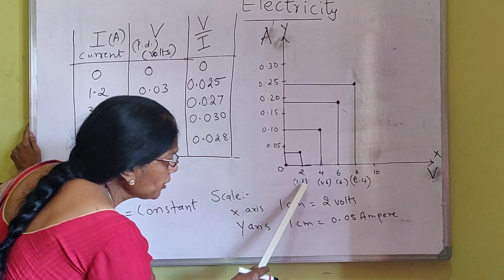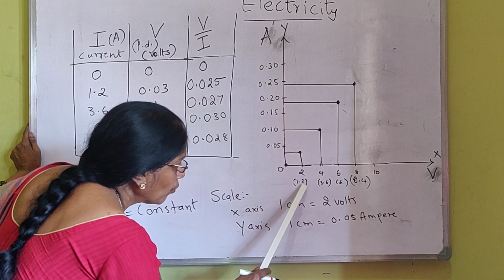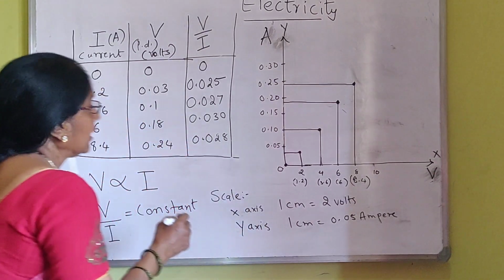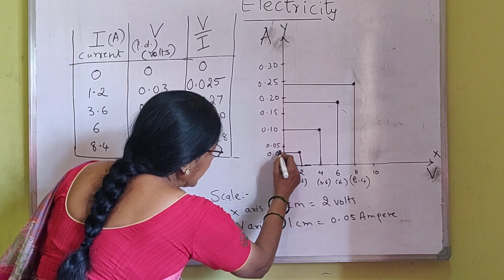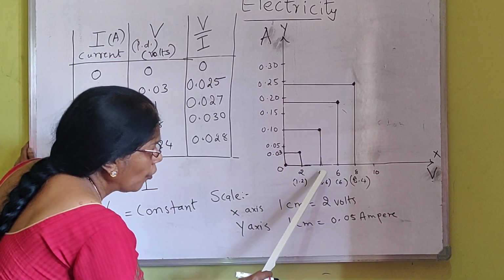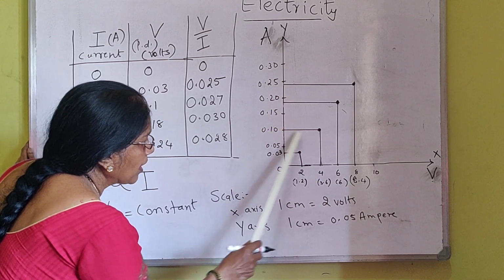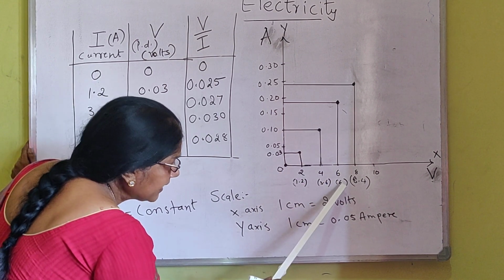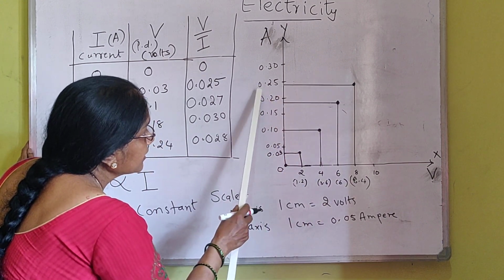So when 1.2 volt is shown, the current is 0.03. So the measurement of current and volt is 0.03. So that I have shown over here. So that is the graph over here. When 4 volt, that is 3.6, is there, it is 0.10. This is the point. When 6 is there, it is 0.20. When 8.4 is there, it is 0.24.